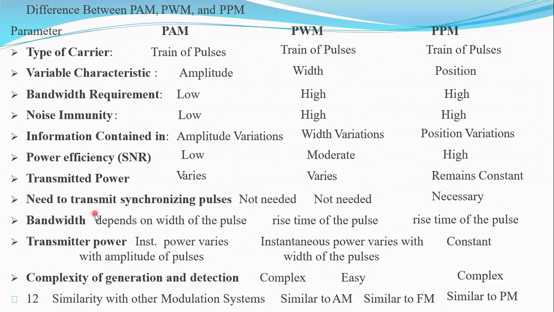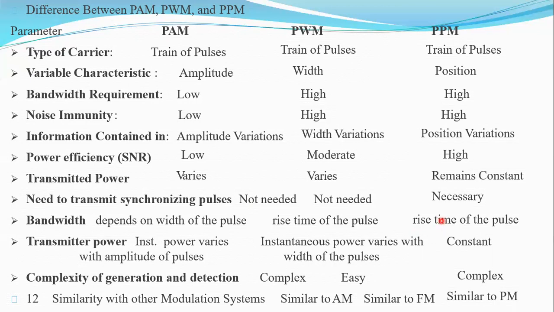Now the next parameter is the need to transmit synchronization pulses. There is no need of synchronization between the pulses in pulse amplitude and pulse width modulation, whereas in pulse position modulation there should be a synchronization of the pulses. So it is necessary for synchronizing the pulses. And coming to the bandwidth, in pulse amplitude modulation, it depends upon the width of the pulses, and in pulse width and pulse position modulation, it depends upon the rise time of the pulses.